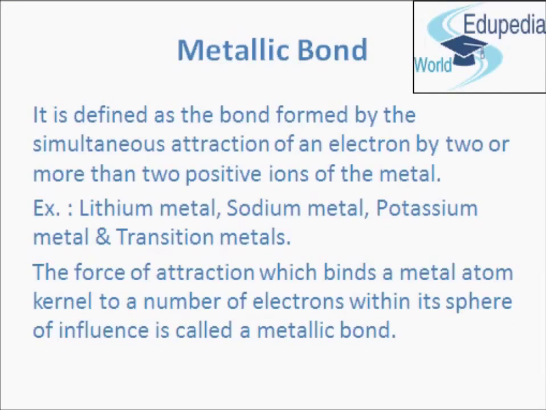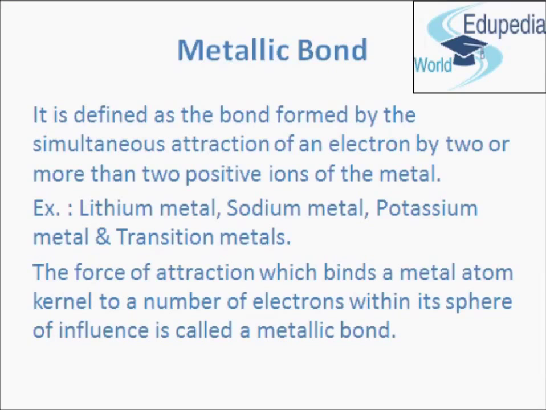Metallic bond. The metallic bond is defined as a bond formed by the simultaneous attraction of an electron by two or more than two positive ions of the metal. The examples of metallic bond are metallic bonds in lithium metal, sodium metal, potassium metal, and transition metals.